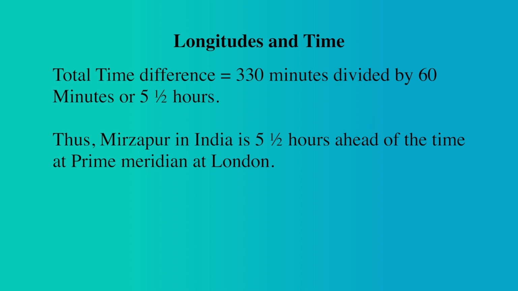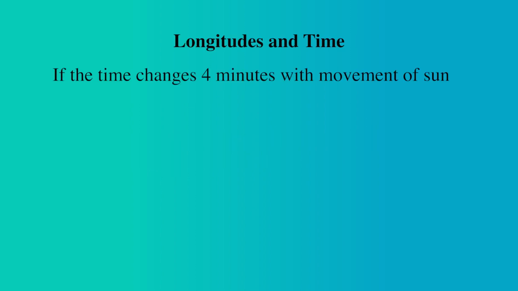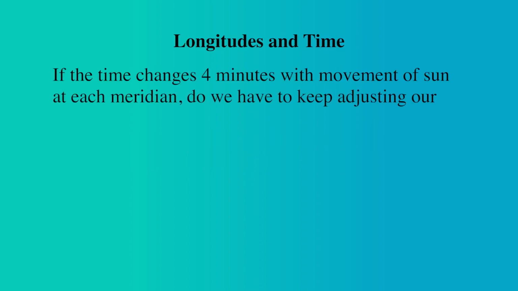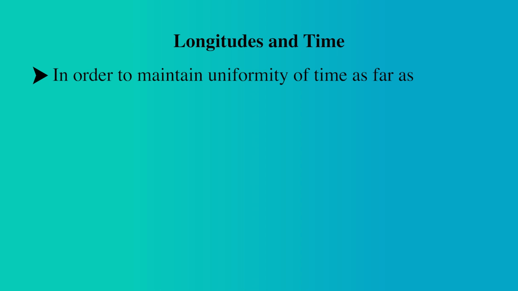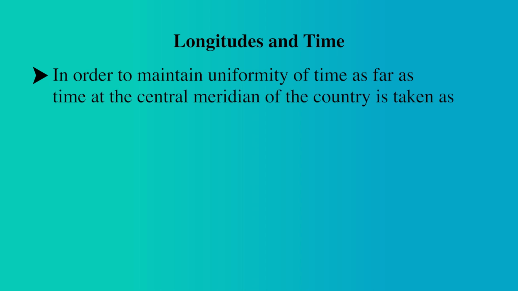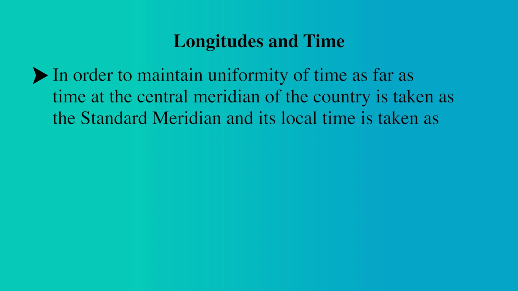Now, a question arises. If the time changes 4 minutes with the movement of the sun at each meridian, we have to keep adjusting our watch every time we travel outward, eastward or westward from our existing location. In order to maintain uniformity of time as far as possible within the territorial limits of a country, the time at the central meridian of the country is taken as the standard meridian and its local time is taken as the standard time for the whole country.